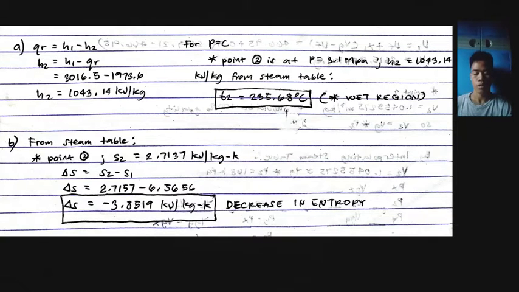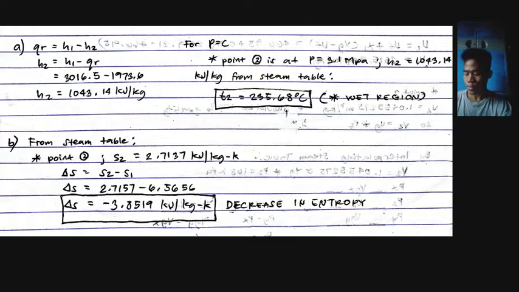1,043.40 kilojoules per kilogram from steam table. So our T2 equals 235.68 degrees Celsius in wet region. So next, letter B. From our steam table, point 2 is S2 equals 2.7137 kilojoules per kilogram K.